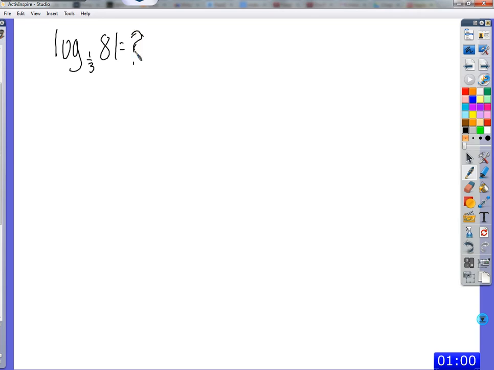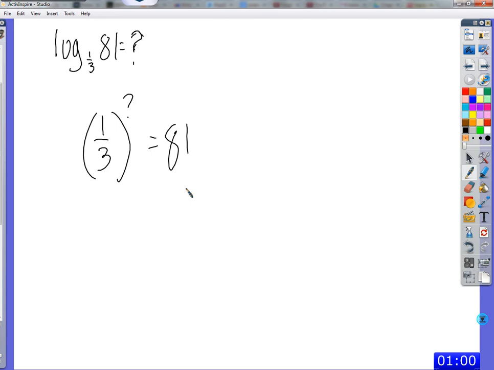What are we looking for? Like, can we rewrite this a little bit? The exponent, looking for the exponent. What's getting the exponent? 1/3 is getting some exponent, and that needs to make 81. You gotta get in the habit of thinking, well, I have 1/3, but I need to get 81. This isn't a fraction, right? Or it's 81 over 1.